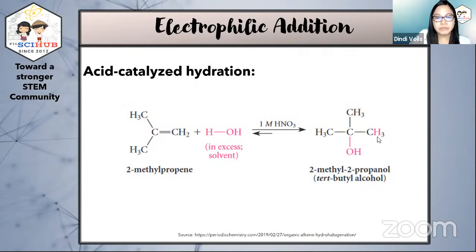Another example of electrophilic addition is acid-catalyzed hydration. So here you subject the alkene to excess solvent, which is just aqueous acid. And again, in this addition reaction, it follows Markovnikov's rule, where the hydroxide gets attached to the more substituted carbon and hydrogen to the less substituted carbon.